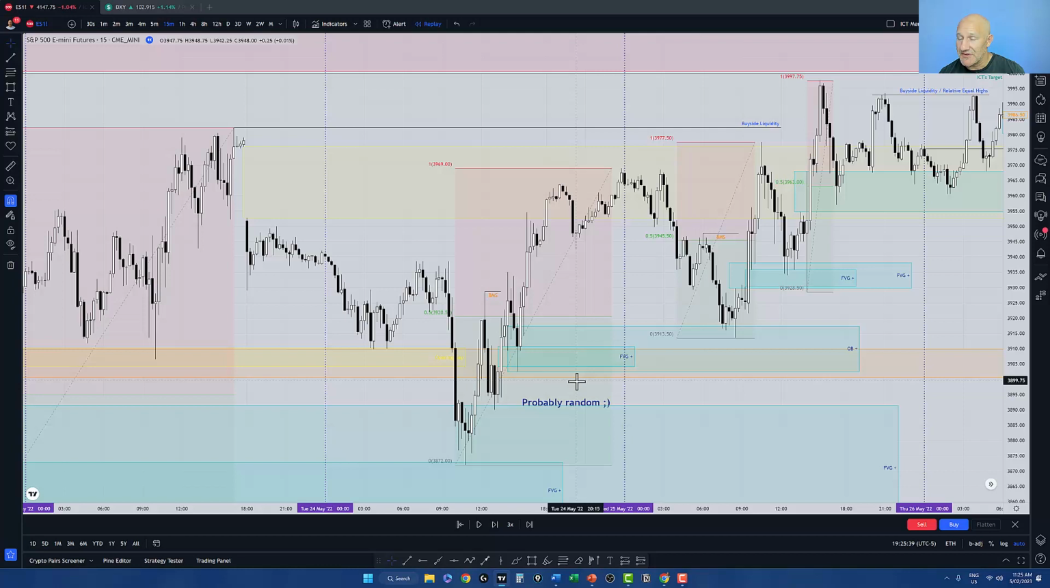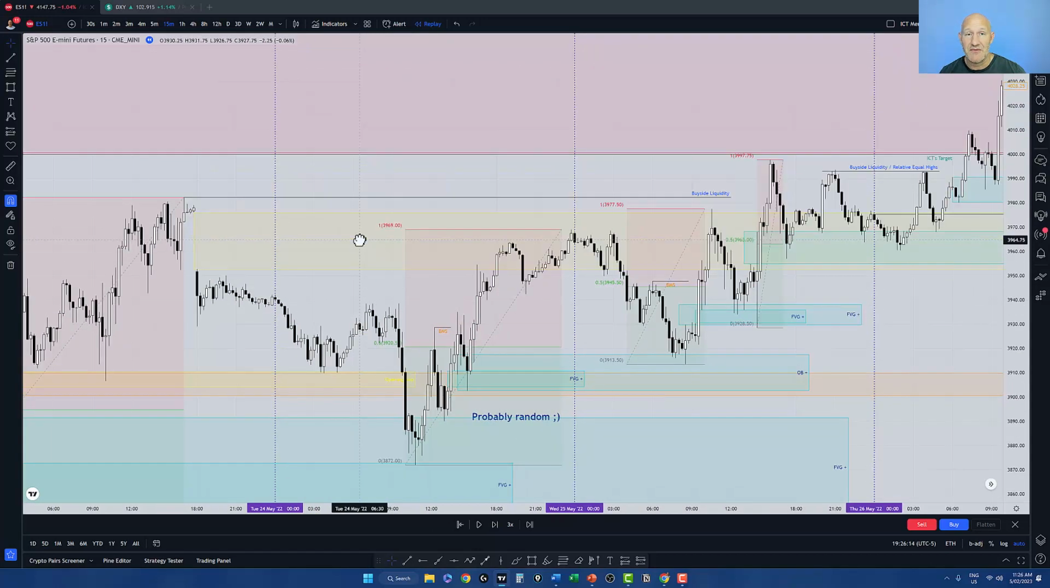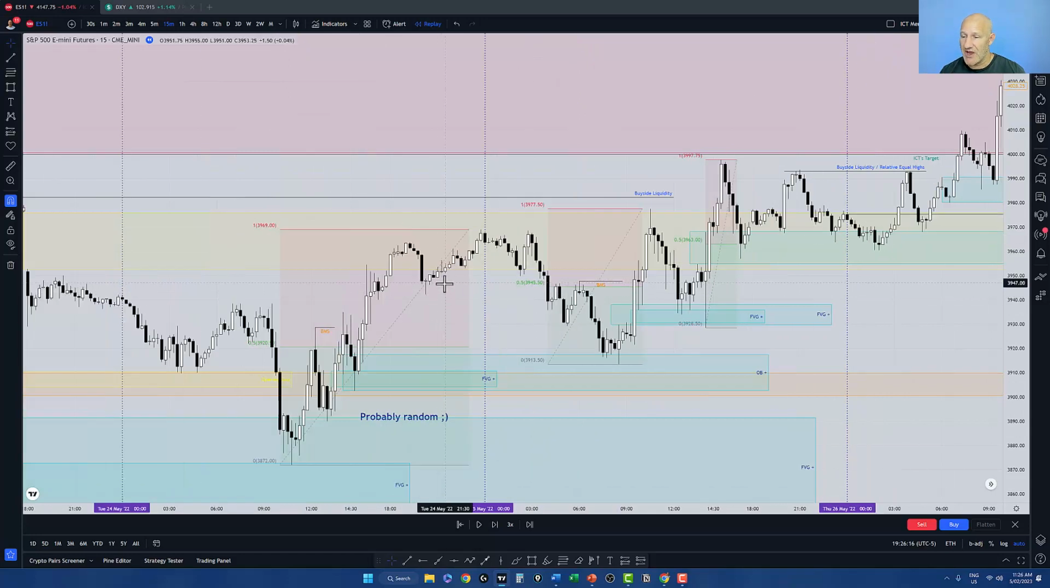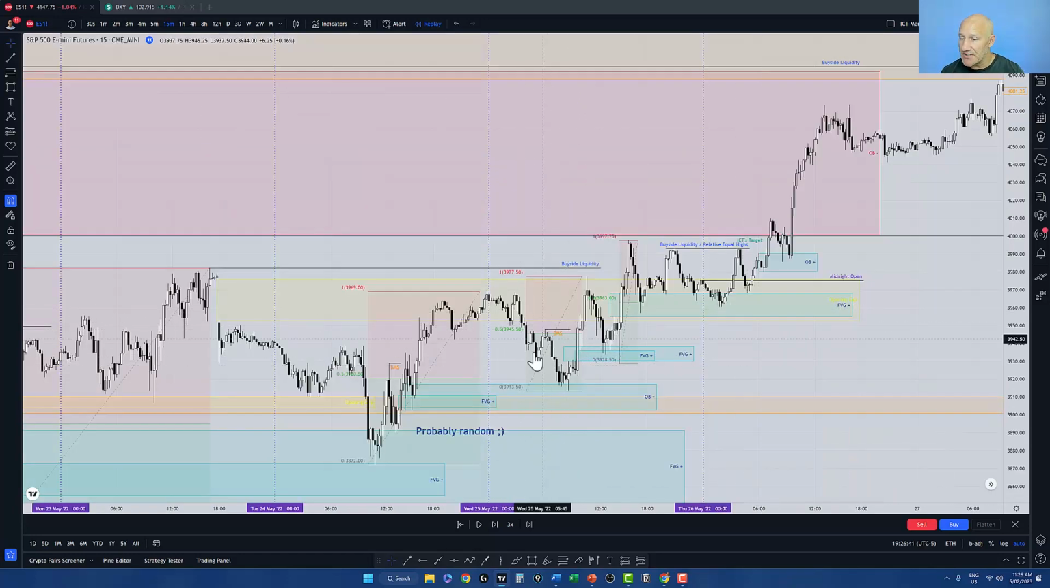opening gap almost exactly. So this is just another one of those examples that gives credence to ICT's view that the market is algorithmic. So you can see it's almost exactly the same, and as he'd often say, it's probably just random. But regardless, as we continue to look forward and we look at these dealing ranges, we just have that same concept repeating again.